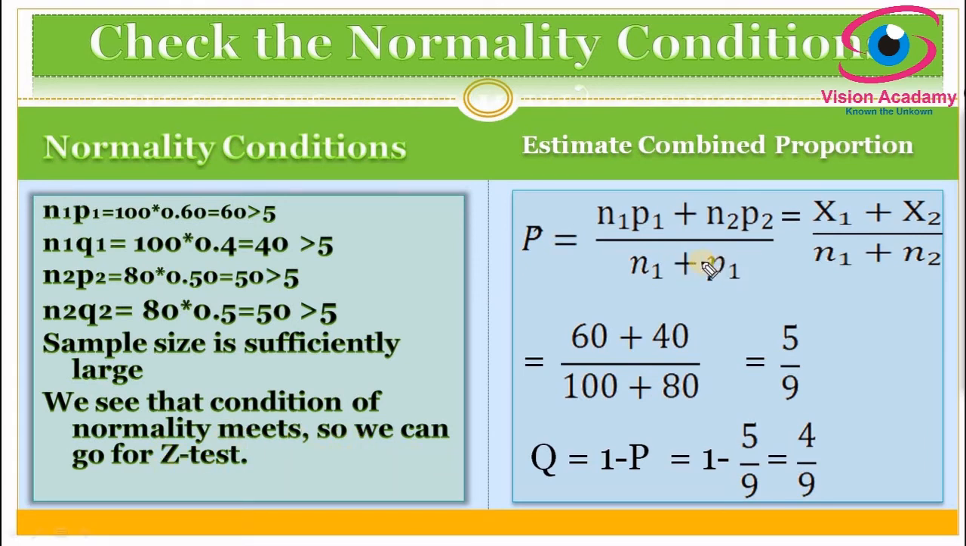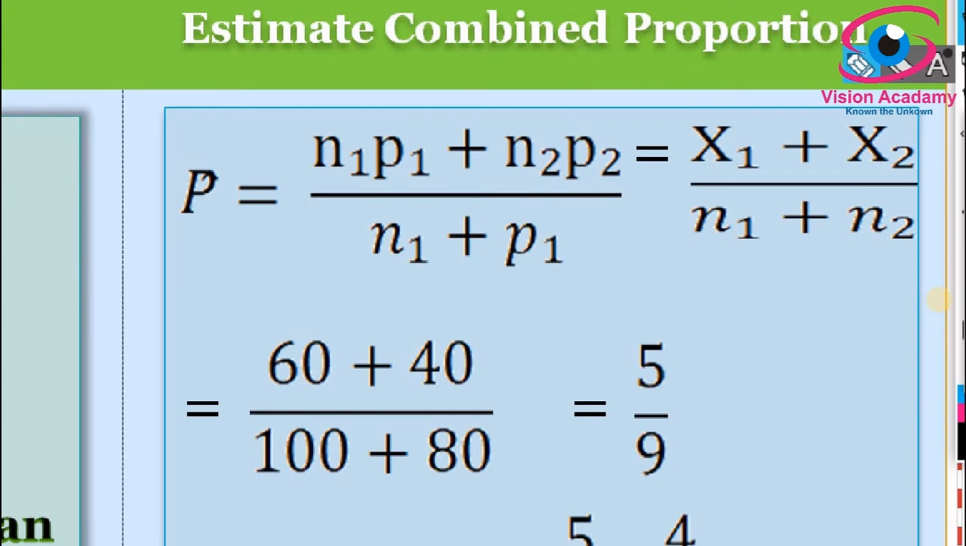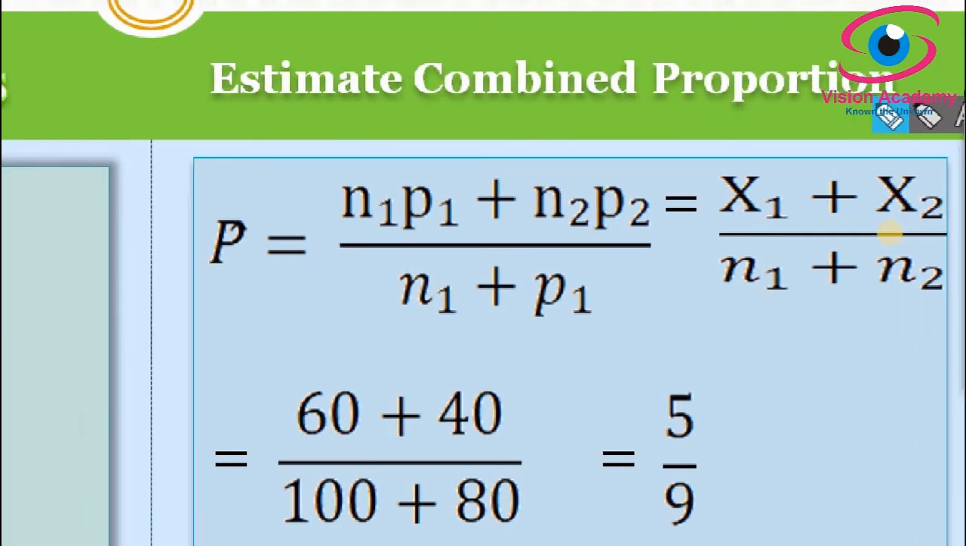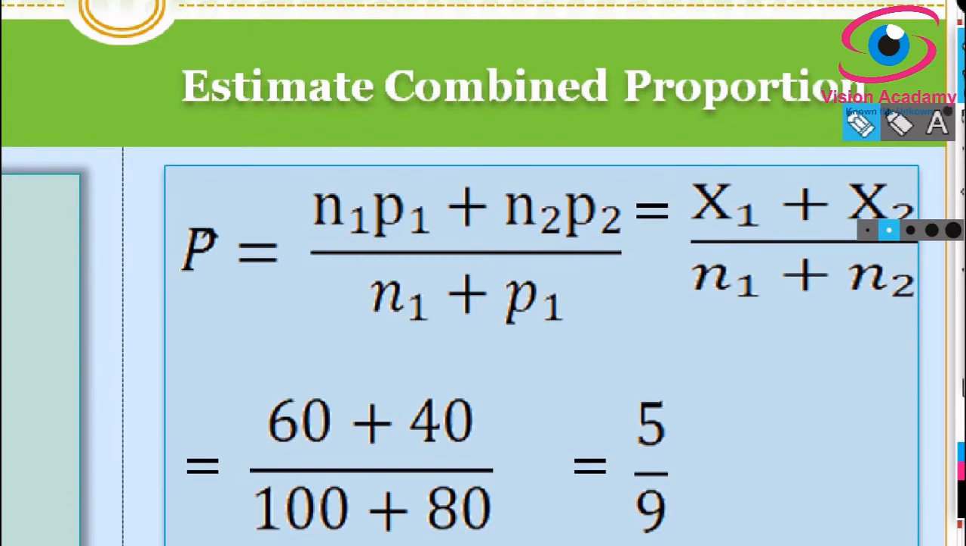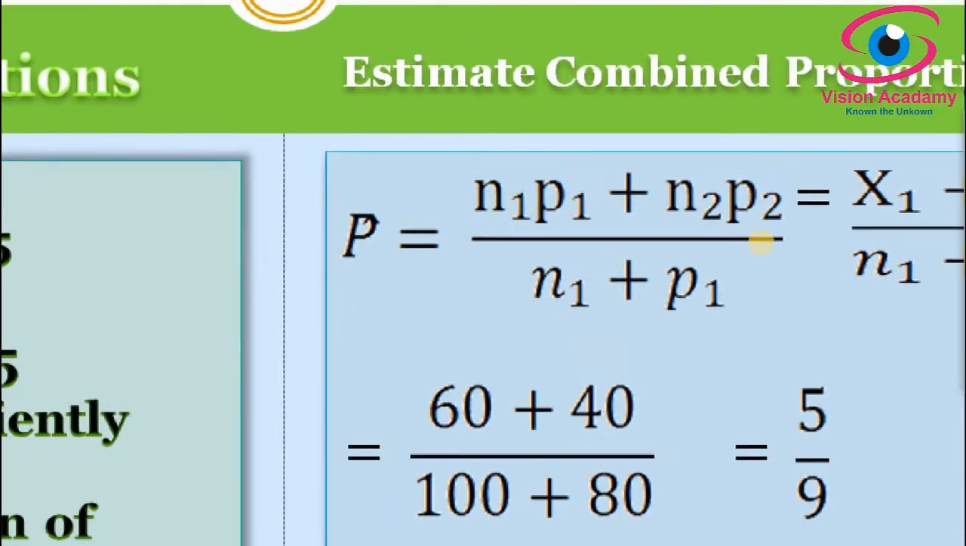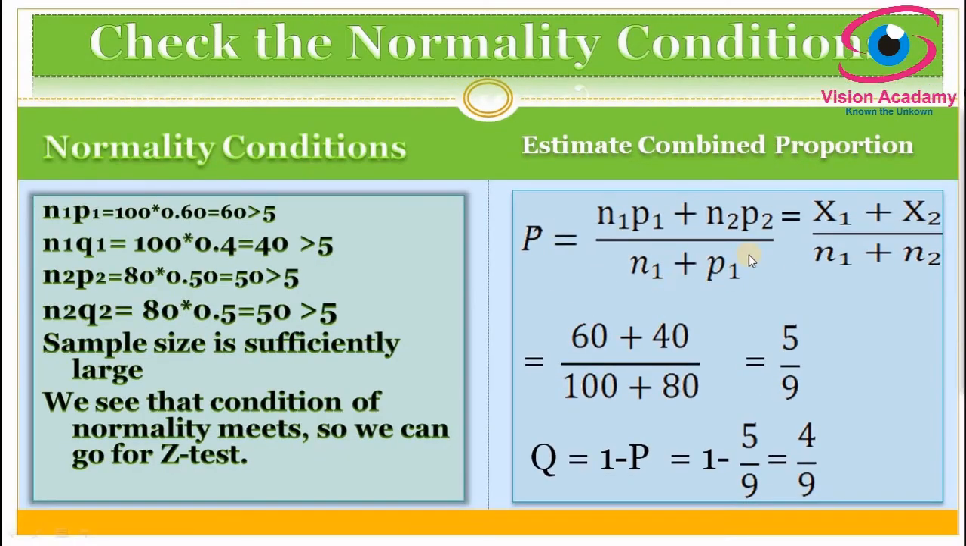So here on the right side you can see, since this is a test of two population proportions, we have to estimate a combined proportion of high wheat consumers in the two towns. The formula to calculate the combined proportion is this. So that's p hat. p hat equals n1 p1 plus n2 p2 divided by n1 plus n2.